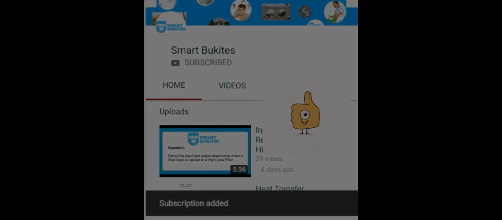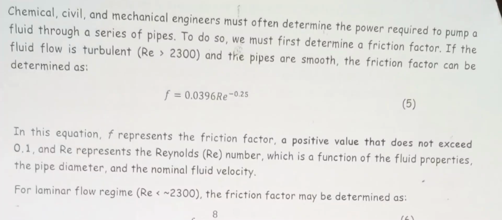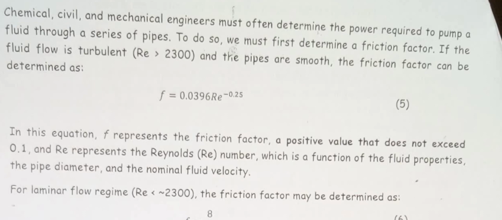This is another Smart View Guides tutorial on working with Excel. The narration of the question says, chemical, civil, and mechanical engineers must often determine the power required to pump a fluid through a series of pipes. To do so, you have to first determine a friction factor.